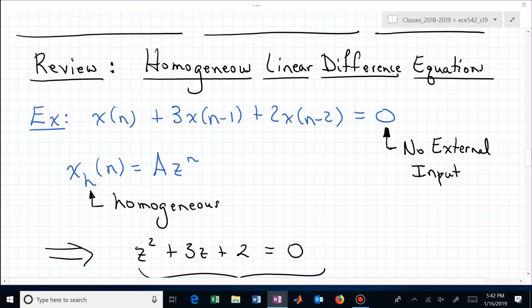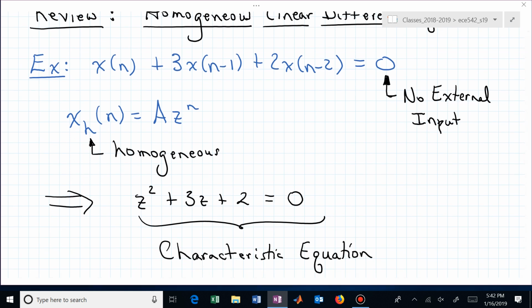It's just going to be responding to initial conditions. We then assumed the homogeneous solution, which is x sub lowercase h of n. That's what we will refer to as our homogeneous solution. We assumed a structure, a z to the n, and we're now trying to find those coefficients or constants, a's and z's. By substituting that structure into our homogeneous difference equation, it led us to this characteristic equation that the values of z needed to satisfy.